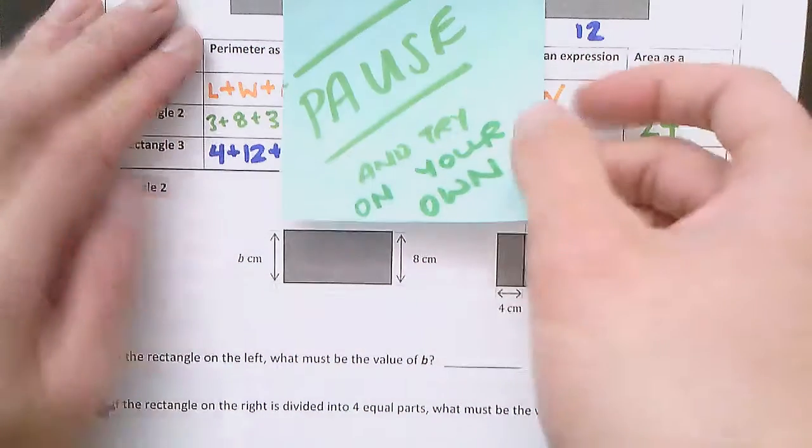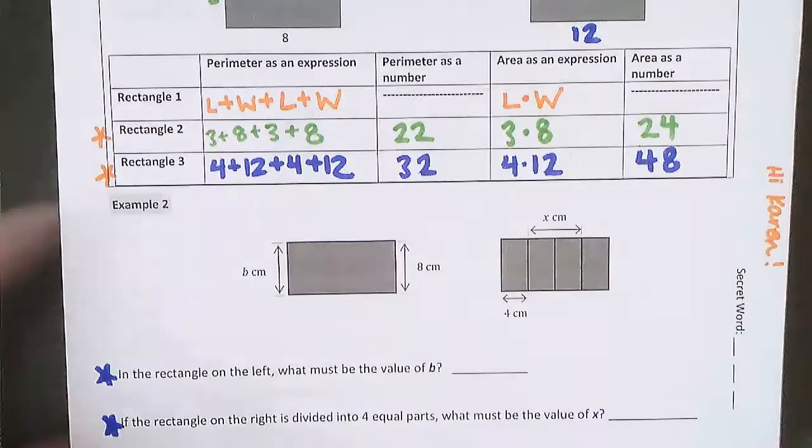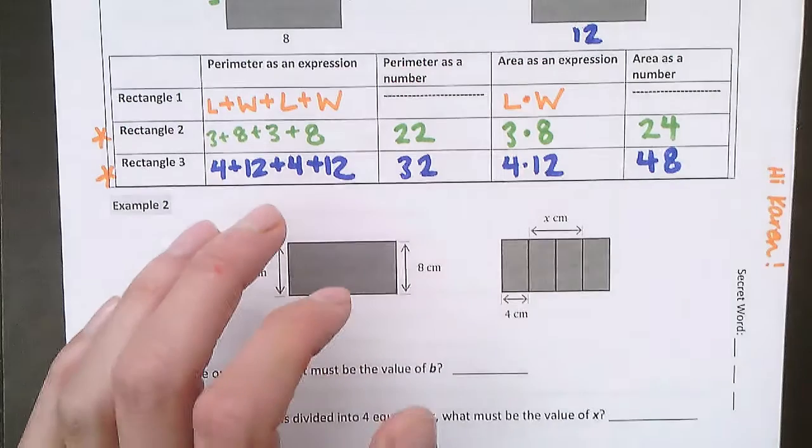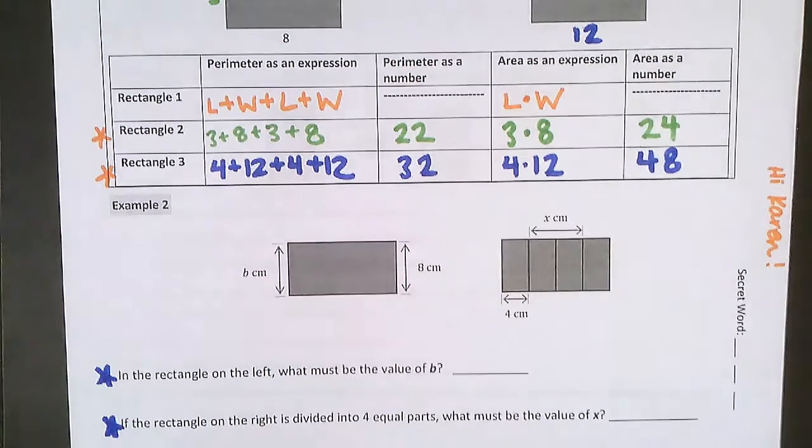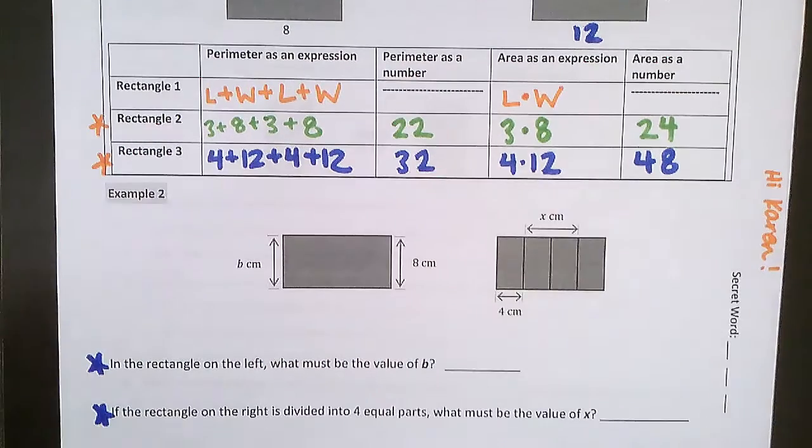And now you are resuming the video to check your work. Remember, if you're not trying on your own, you're not challenging yourself to learn. The first letter of your secret word is T, as in 10.